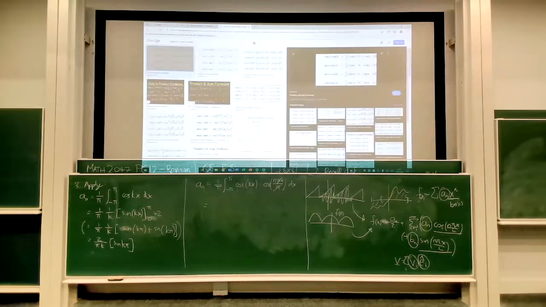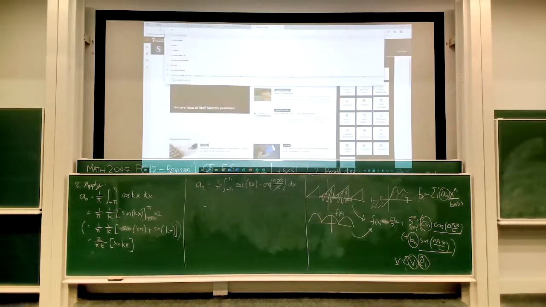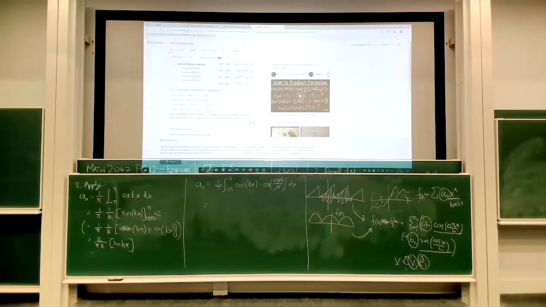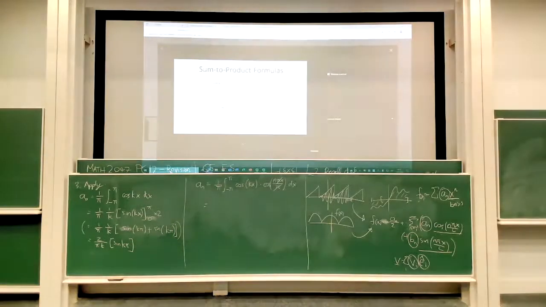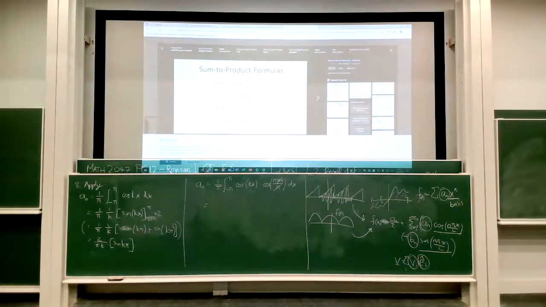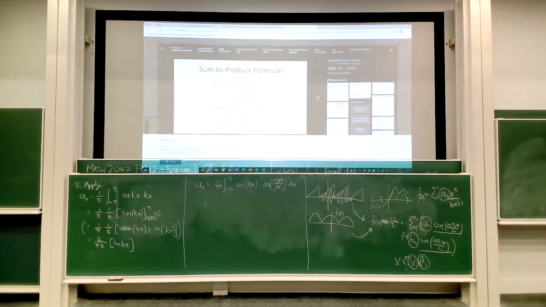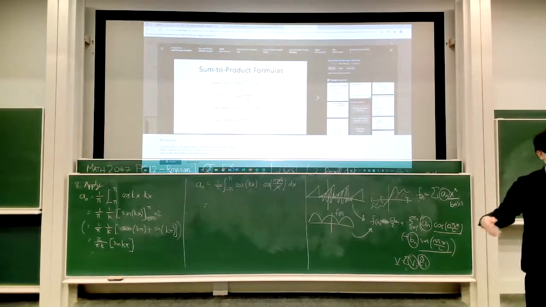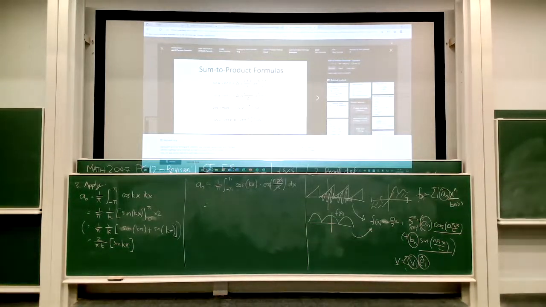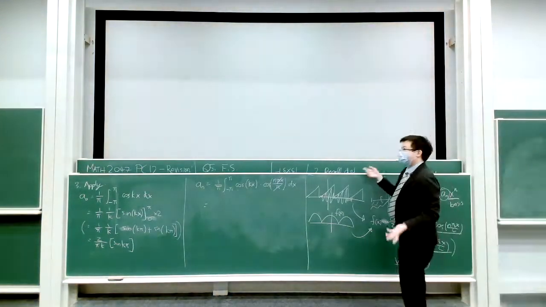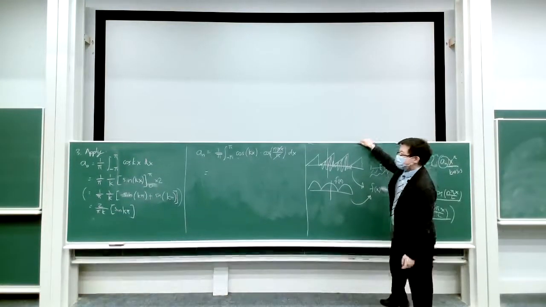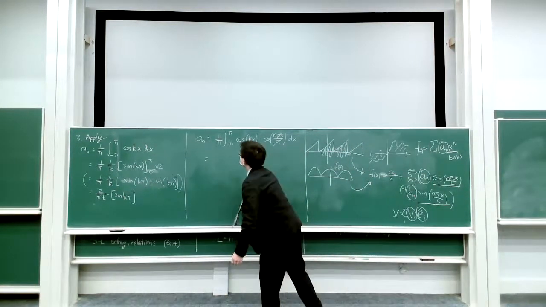Product to sum formulas basically take all four possible products, cosine cosine, sine sine, sine cosine, cosine sine, and break them into sums. There's actually a sum to product formula as well, just for future reference, which takes sums of these and turns them into products. For the online exam that you are going to do, technically you can Google that as well, but it's also in your textbook. Either way, it's fine.